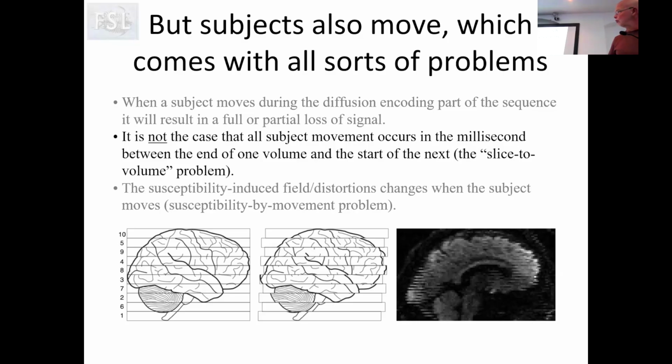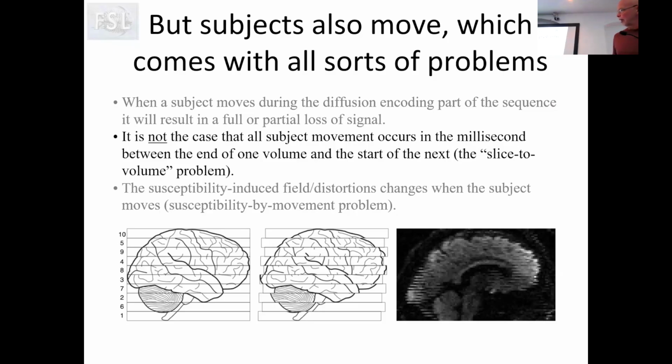Not going to talk about the reverses, I'm just going to pick one of the problems that we have, and that is that it's not the case that when you have a subject in the scanner, he's absolutely still for the duration required for a volume. And then if it's going to move, it's going to move a millisecond before you then start applying the next volume, etc. That's not how movement works. And unfortunately, that's how a lot of motion correction works.